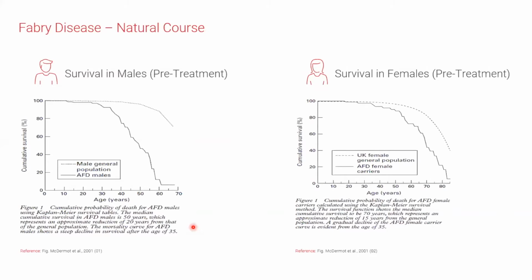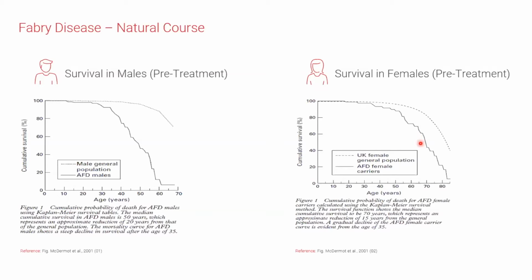Because Fabry disease is not a trivial disease. At least in the times when treatment was not available, it was a fatal, life-threatening disease. If you have a closer look at the sketches here, these are data from pre-treatment times. And if you only look at the males, the survival curve of the males, then you can see that the median cumulative survival in Fabry males was 50 years. So to say, by the age of 50, half of the Fabry males were already dead.